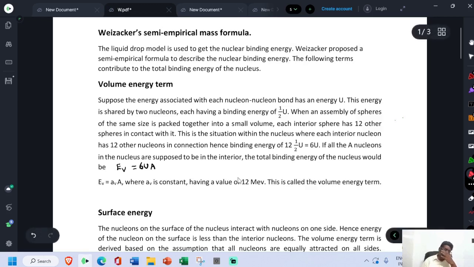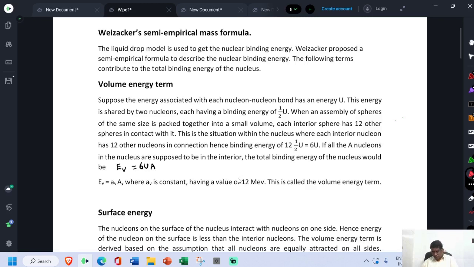In this presentation, we are talking about Weizsäcker's semi-empirical mass formula. This is a direct application of the liquid drop model. According to this formula, different factors are responsible to justify the binding energy of the nucleus. The factors include the volume energy term, surface energy term, Coulombic energy term, asymmetric energy term, and pairing energy term, which are responsible to reach the binding energy value of a particular nucleus.